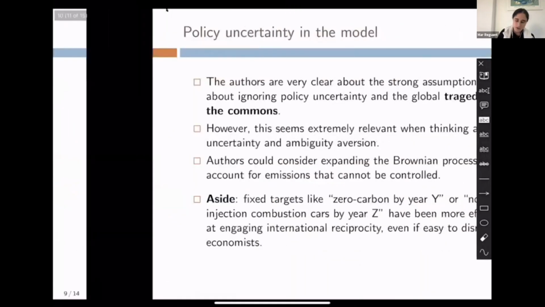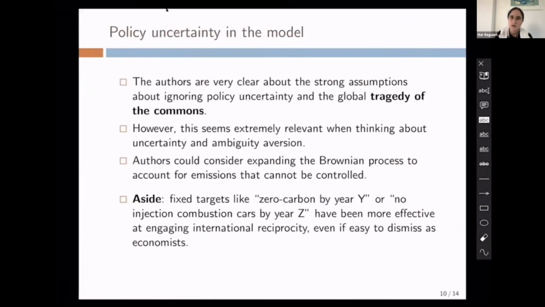So finally, on the policy uncertainty in the model, this is not covered, but I also think it can lead to misleading recommendations. So in this model, a social planner can choose how we can reduce emissions in the planet. And again, I wish this were true, but it's not just what we are facing. There's a huge tragedy of the commons.